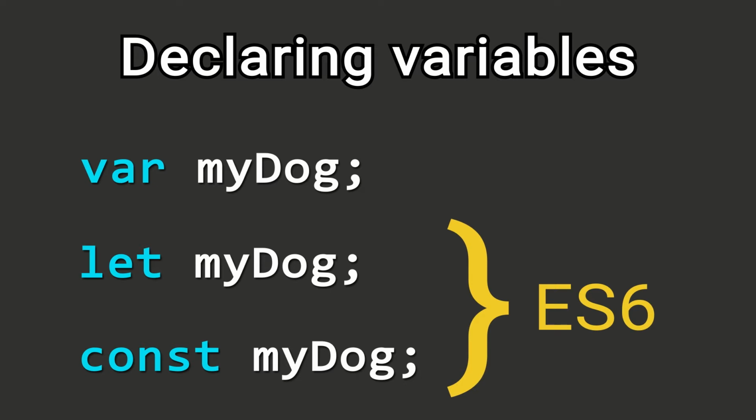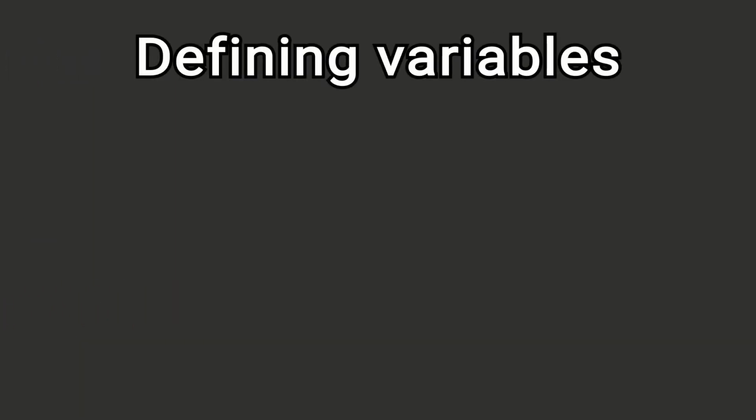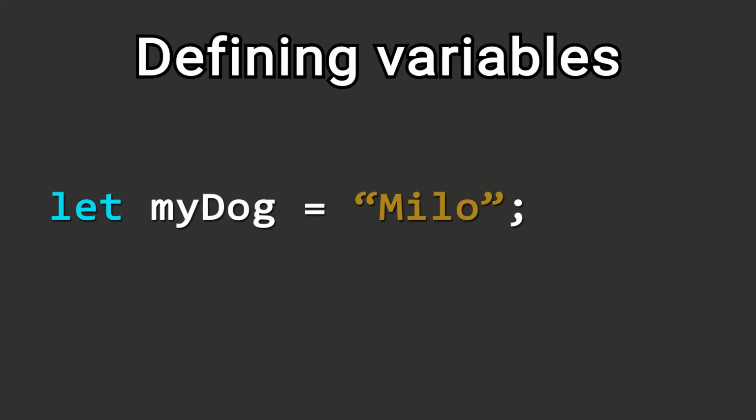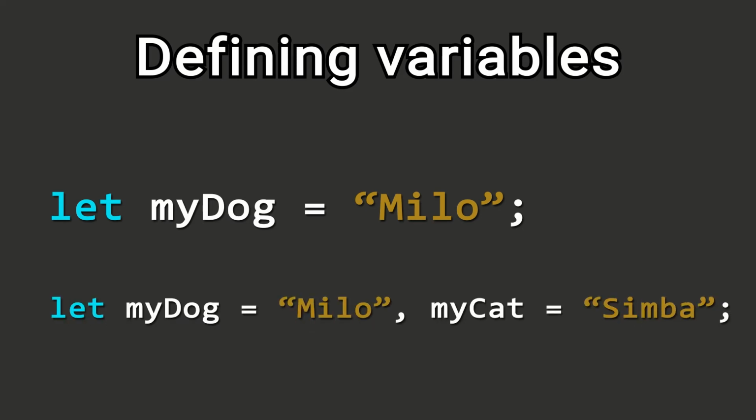After the declaration, the variable has no value. If we want to store some kind of value in that, we have to assign the value to the variable. We call this process defining a variable. You can declare or define multiple variables in a single line, but you have to separate them with commas.